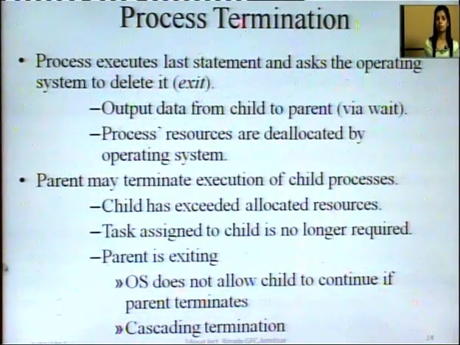So, a process is terminated after its completion, and a process may be terminated by the exit command or deleted. Output data goes from child to parent. Process resources are deallocated by the operating system. So, the operating system manages and allocates the process, and also deletes or deallocates the processes from memory. A parent may terminate execution of a child process if the child has exceeded allocated resources, or if the task assigned to the child is no longer required, then the parent may terminate the process.